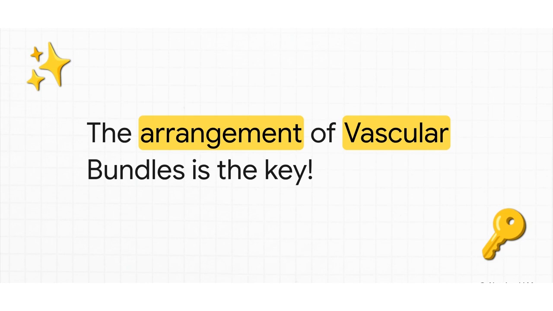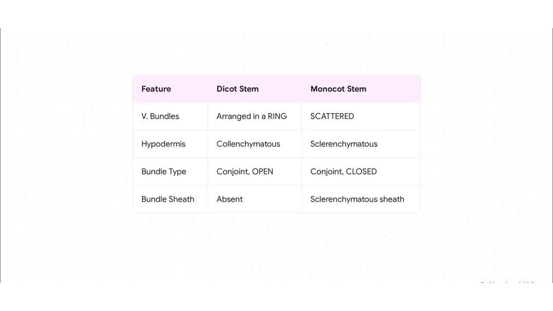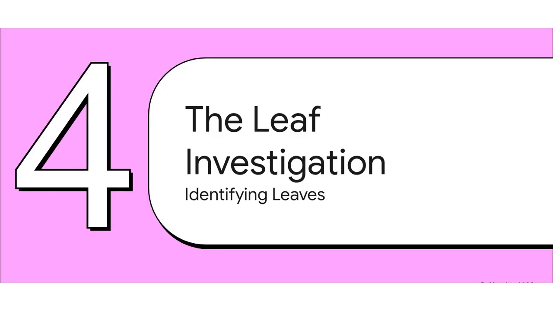Let's see exactly how. And here it is, the biggest difference of them all. In a dicot stem, the vascular bundles are neatly arranged in a ring, and they're open. But in a monocot stem, they're just scattered all over the place, and they're closed. Just seriously, remember these 2 words: ring for dicot, scattered for monocot, and your 4 marks are pretty much guaranteed.